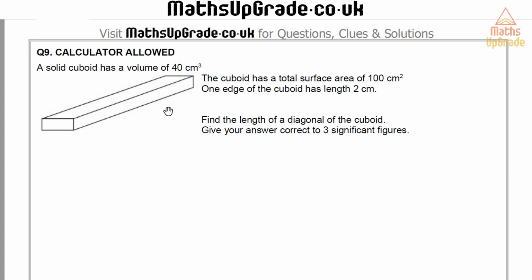The cuboid's got a total surface area of 100 centimeters squared. And the only other information I'm told is that one edge of the cuboid has got a length of 2 centimeters. I need to find the length of a diagonal of the cuboid. A diagonal is essentially the distance from one vertex, one corner of the cuboid, directly to the opposite vertex of that cuboid. If I give my answer to 3 significant figures, showing all my working, I'll get 6 marks for this question.